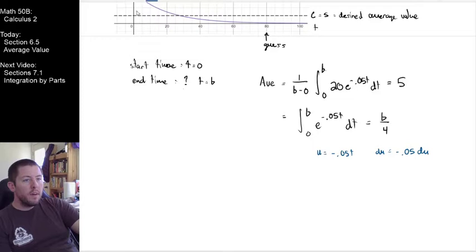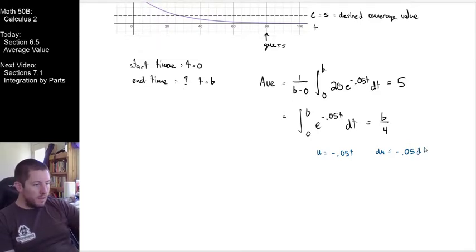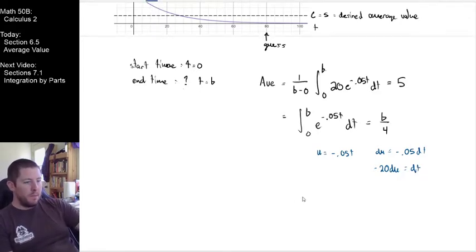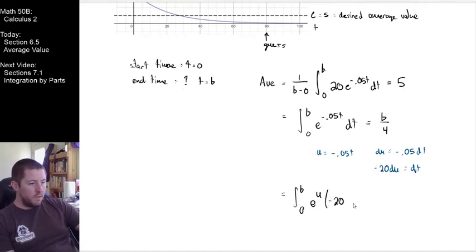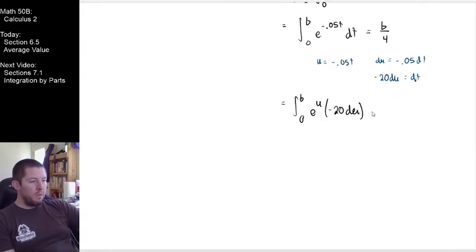Oops, that wasn't what I was trying to write right there. That's a dt. And I know that I'm trying to replace dt, so I'm going to move this 0.05 over here. So this should actually be a negative 20 du equals dt. And now we can go ahead and do the u subbing. I'm seeing integral from 0 to b of e to the u, and dt is negative 20 du. And we are equal to b over 4.